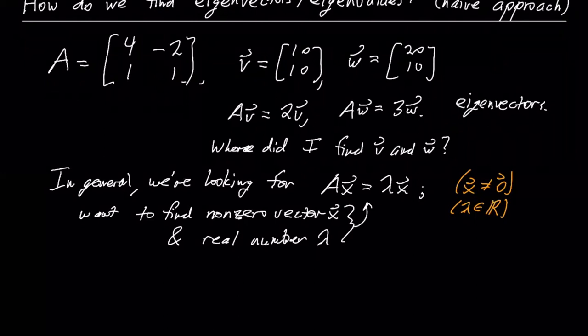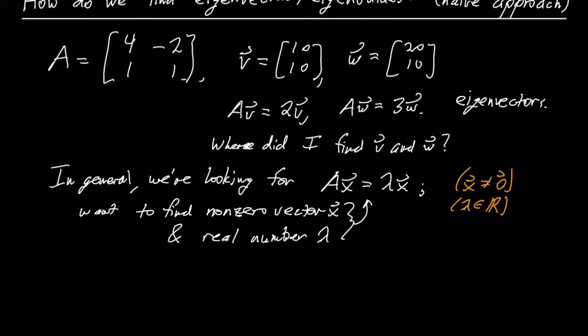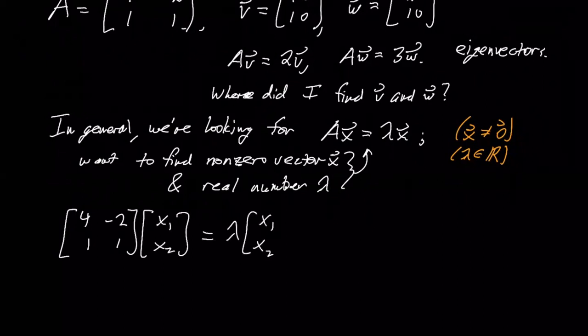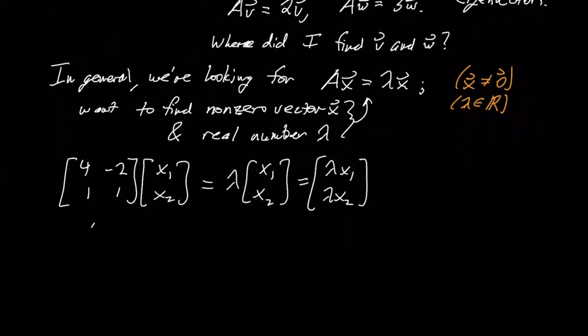And so naively, if we didn't know about V and W and 2 and 3, how would we find these? So let's actually write it out: the matrix with rows (4, -2) and (1, 1) times some vector (x1, x2) is lambda times (x1, x2). But that's really (lambda x1, lambda x2), right? Again, I want to be super naive about this. If we just write this out, this is a system of equations, right? This becomes 4x1 minus 2x2 equals lambda x1, and x1 plus x2 equals lambda x2.